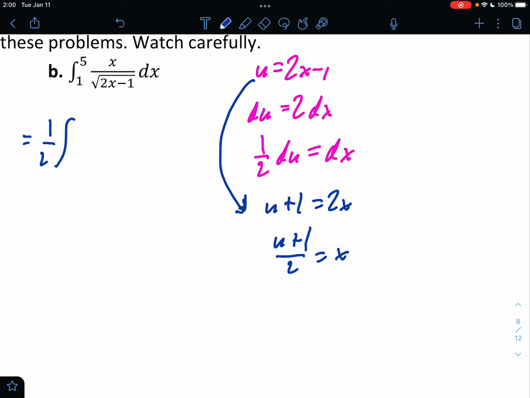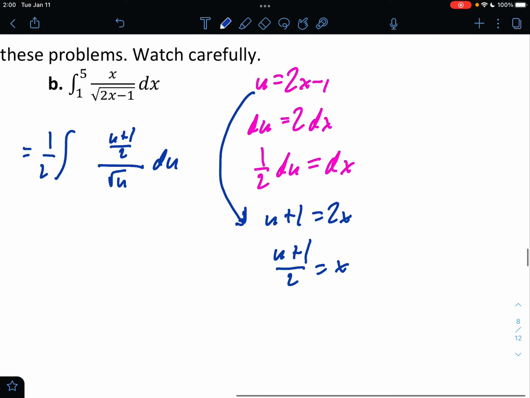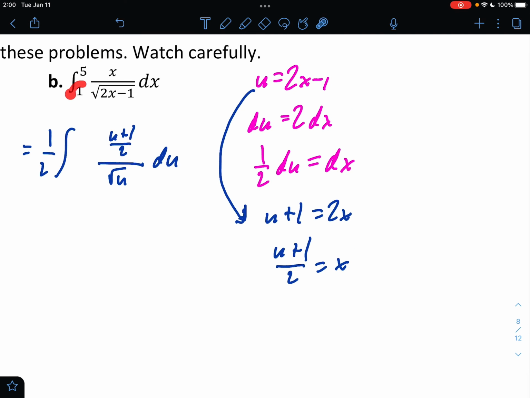So now my new integral becomes 1/2 integral. We got to change the bounds as well. We'll do that in a second. u plus 1 over 2 over root u du. Changing the bounds, if we put 1 into here, we get 2 minus 1, which is still 1. If we put 5 into here, we get 10 minus 1, which is 9. All right, and now we have our new integral.